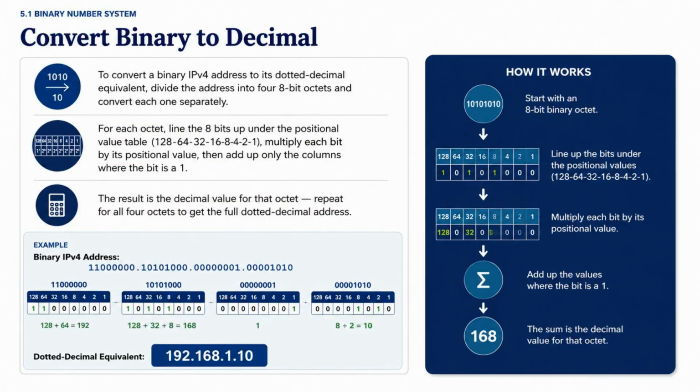off all semester. To convert binary to decimal, split the address into 4 8-bit octets. Line each octet's bits up under the 128, 64, 32, 16, 8, 4, 2, 1 table. Multiply each bit by its column value, then add up only the columns where the bit is a 1. Repeat for all 4 octets to get the full dotted decimal address.